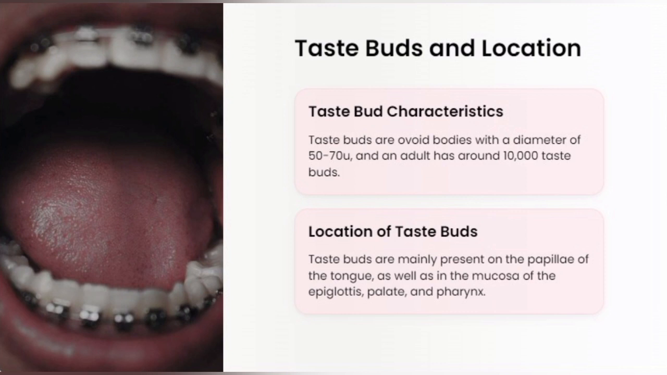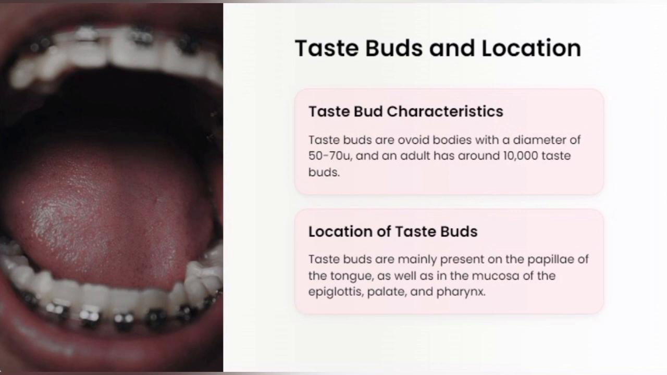So now you're an adult, right? So you have 10,000 taste buds and their diameter is 50 micron to 70 micron. These taste buds are just oval bodies and are located mostly at the papillae of the tongue. There are many types of papillae such as filiform, fungiform, circumvallate and foliate papillae present in your tongue.